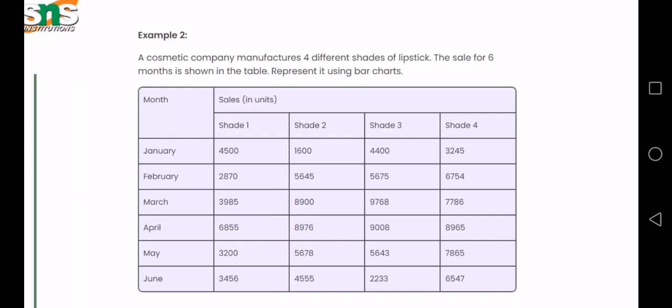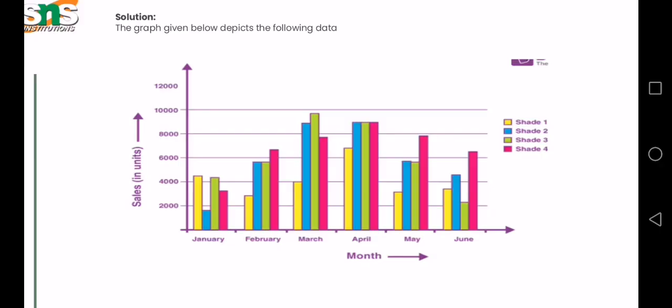This is the last example, a simple bar diagram. Here they give shade 1, shade 2, shade 3, shade 4. Therefore we use the multiple bar diagram. Months are given and the shades are given. Therefore the solution is like this.